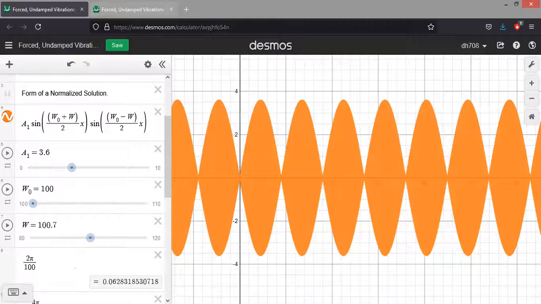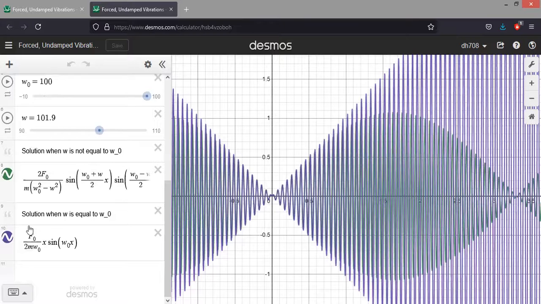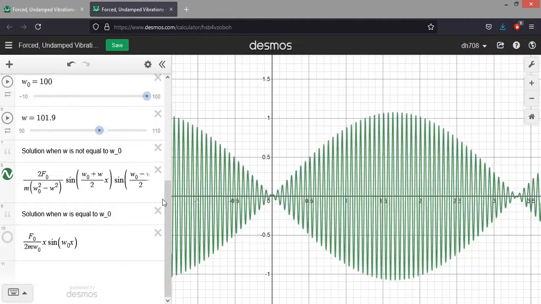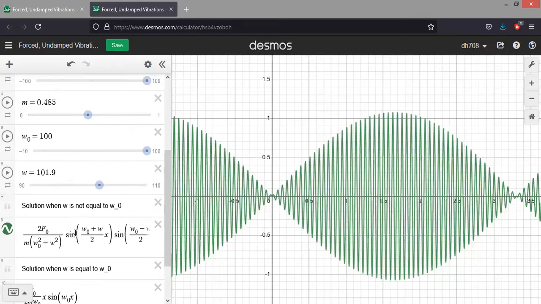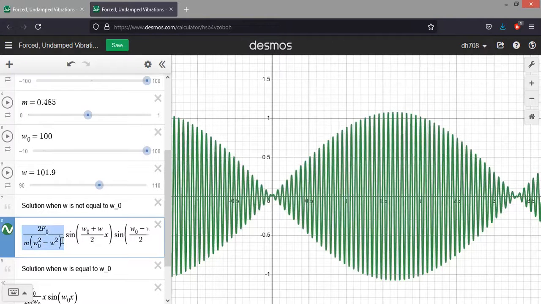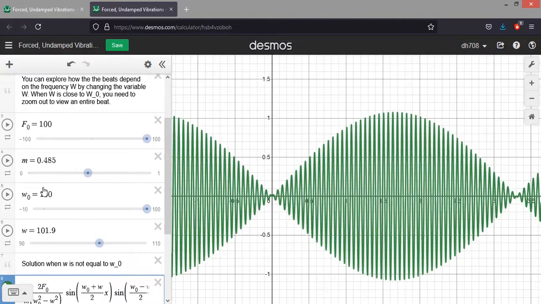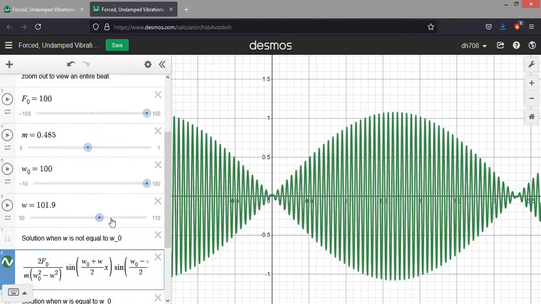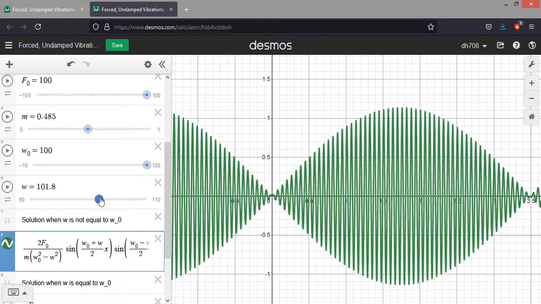So here's that model that we looked at earlier. Here's another model. So let me actually get rid of one of these. Okay, so this is the solution that we had earlier, except this is actually what the solution is. Instead of just having an arbitrary amplitude term, this is actually the solution. So you can see the different terms here. We have F naught, we have M, we have omega naught and omega. So omega naught, we're going to leave at 100. We're just going to change omega.